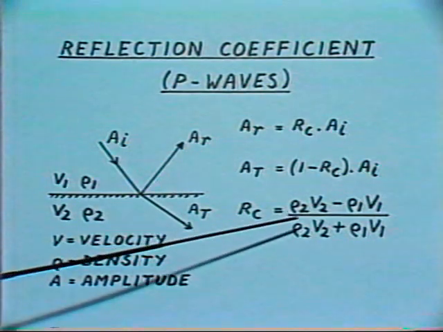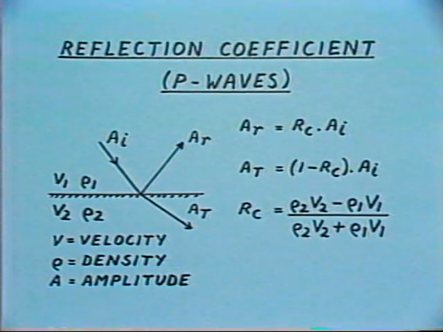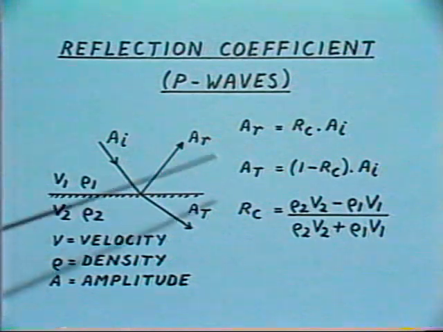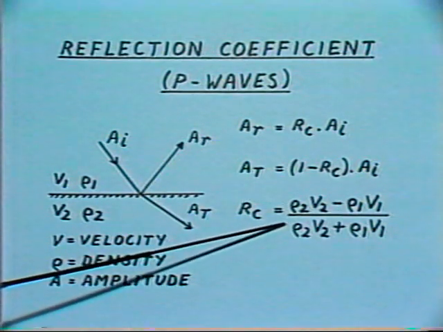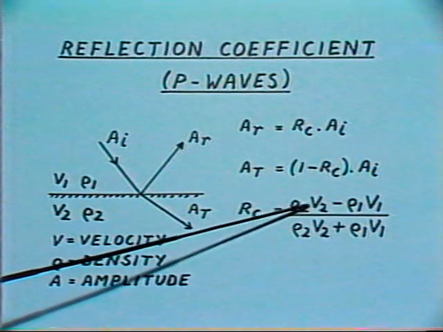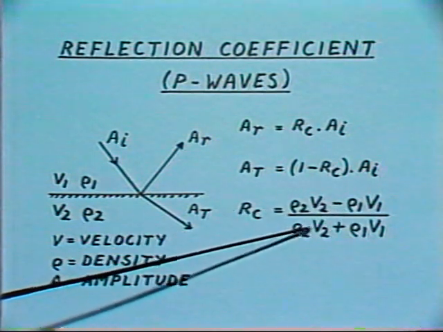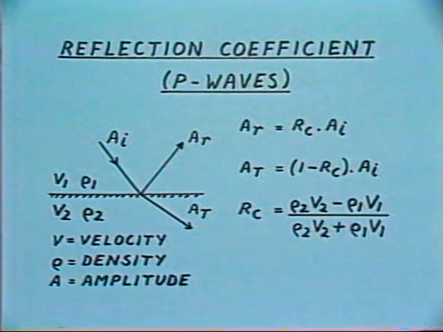You'll notice that we multiply each density by the velocity of the same material, and that product of velocity and density is called the acoustic impedance of that particular rock. So this equation for the reflection coefficient is really the difference in acoustic impedances of the two rocks divided by the sum of those acoustic impedances.